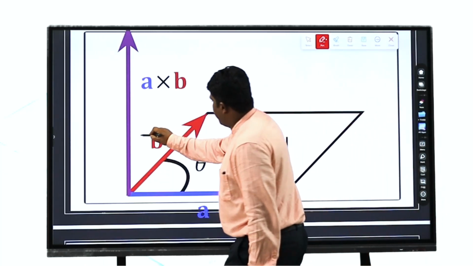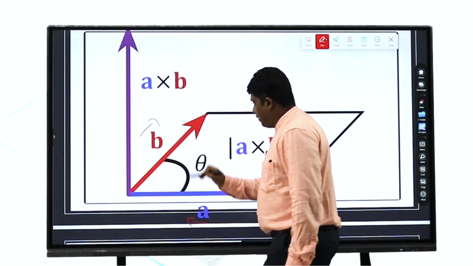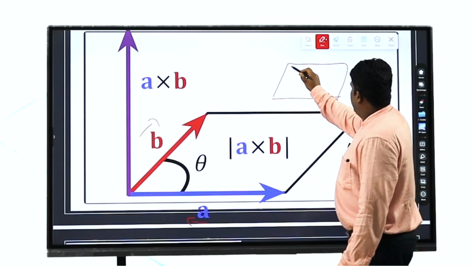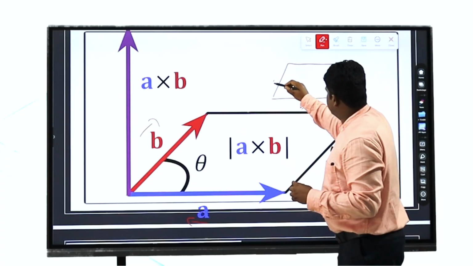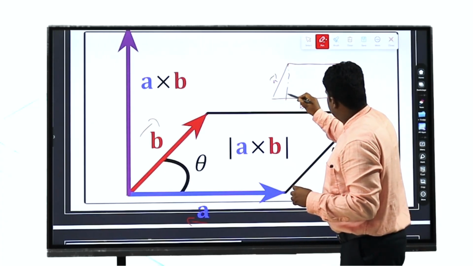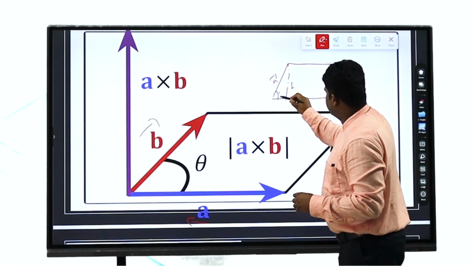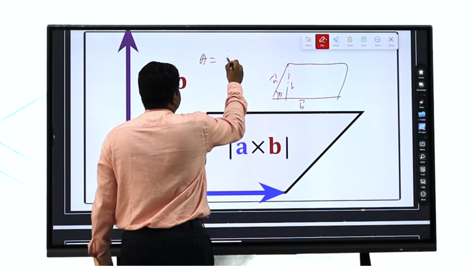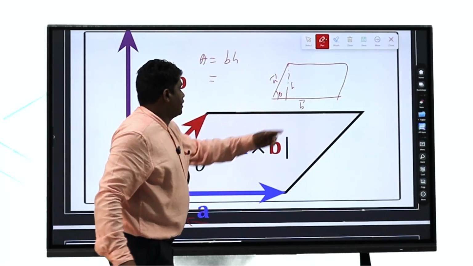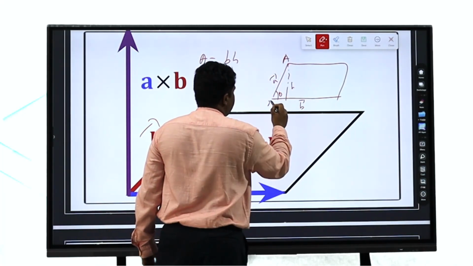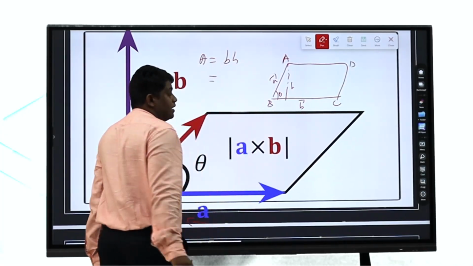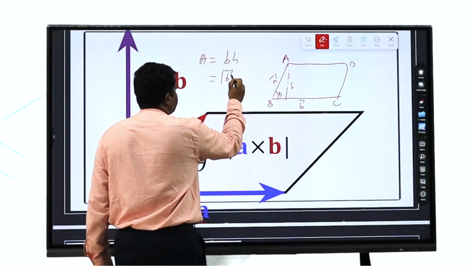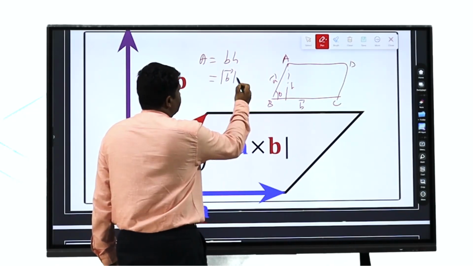Then let A and B be adjacent sides of a parallelogram. Let this be a parallelogram, this is B and this is A. We have this is H, and this is theta. Then what is the area of the parallelogram? It is base times H, and here the base is this length. We can name it ABCD. Then the length of BC is the magnitude of vector B. Then what is H?